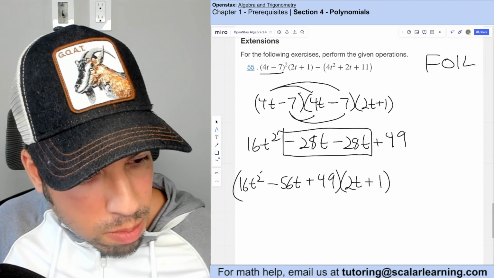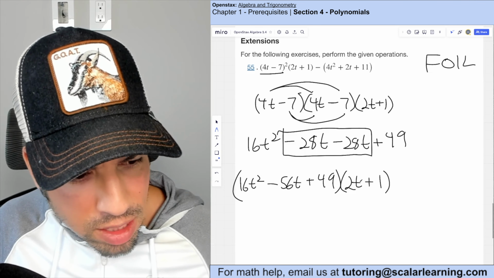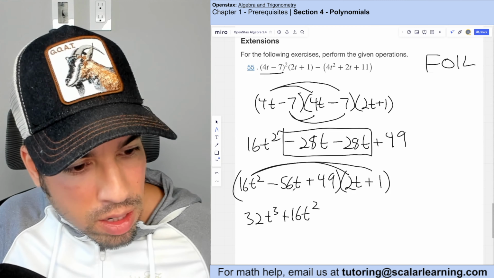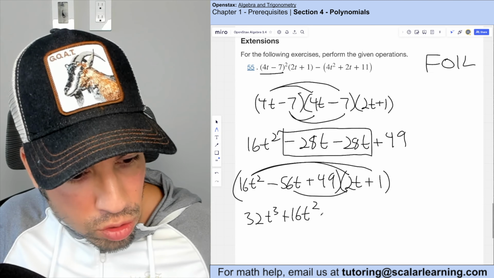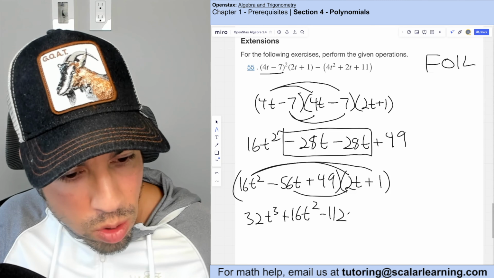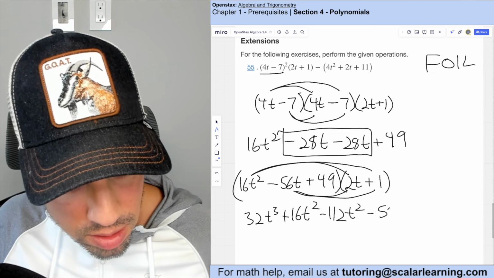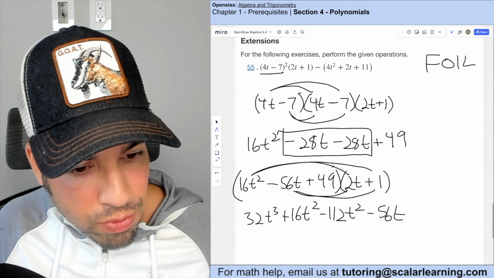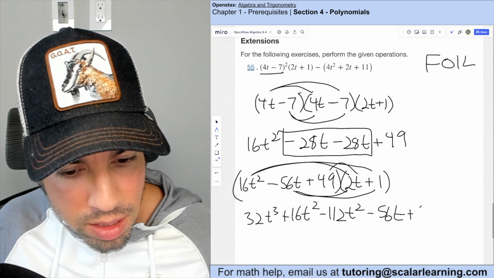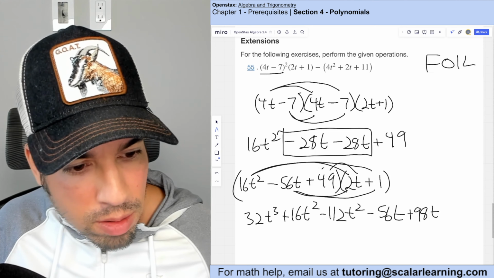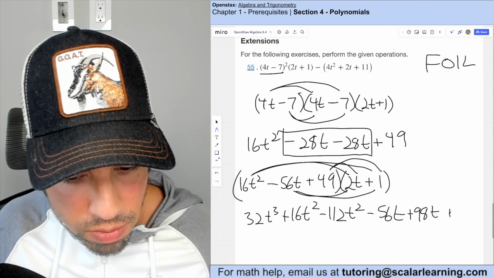Now I'm going to multiply this one against this binomial as follows. So first, 16t squared times 2t is 32t cubed. And 16t squared times 1 is 16t squared. And then we've got negative 56 times 2 is negative 112t squared. And that times 1 is negative 56t. Last but not least, 49 times 2t is 98t. Plus 49 times 1 is 49.